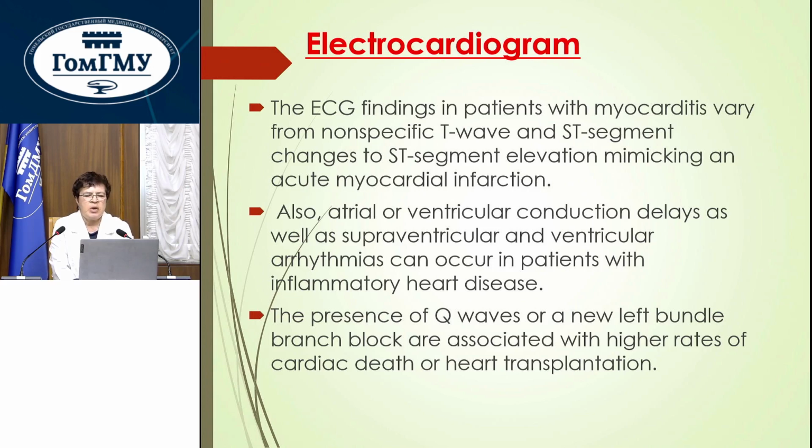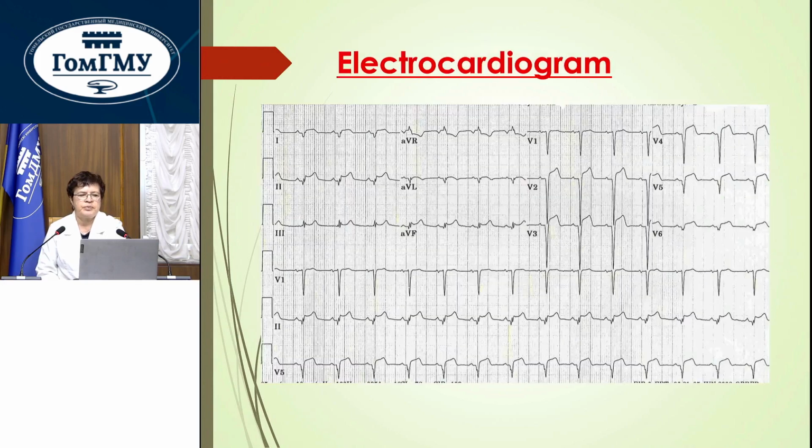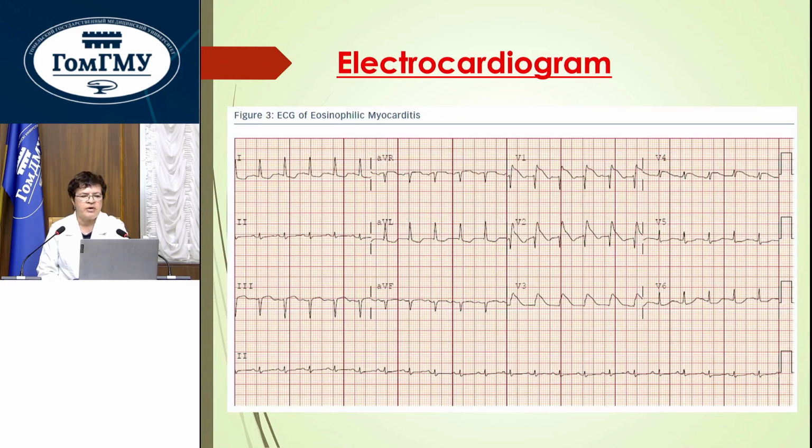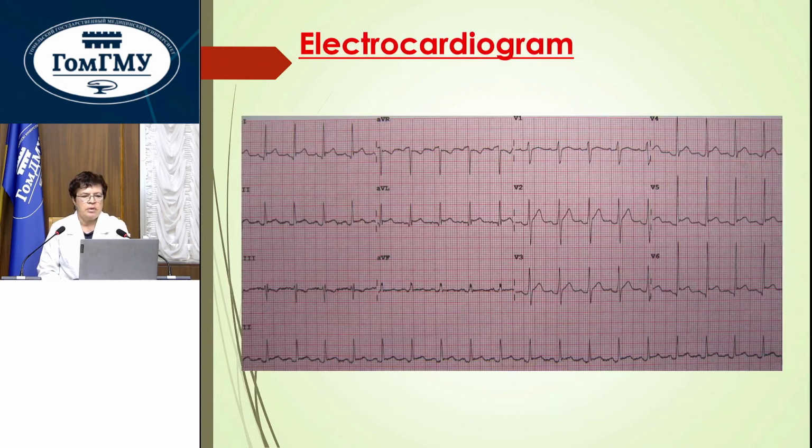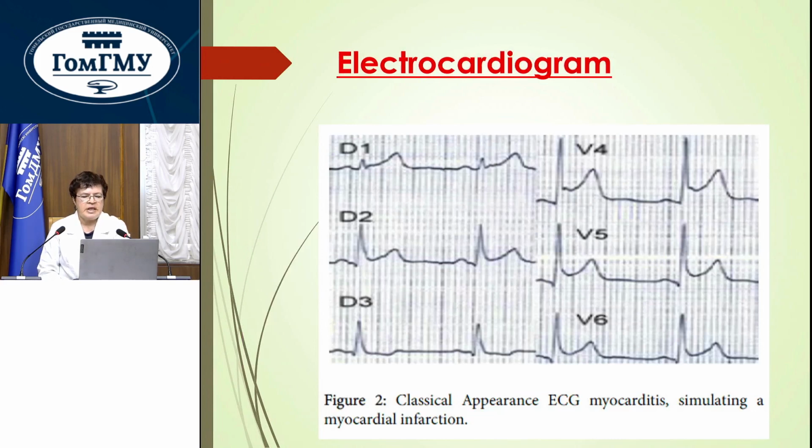The ECG findings in patients with myocarditis vary from non-specific T-wave and ST segment changes to ST segment elevation, mimicking an acute myocardial infarction. Also, atrial or ventricular conduction delays as well as supraventricular and ventricular arrhythmias can occur in patients with inflammatory heart disease. The presence of Q waves or a new left bundle branch block are associated with higher rates of cardiac death or heart transplantation. You can see an example of an electrocardiogram of a patient with myocarditis, and it looks like myocardial infarction. As you see, it's necessary to differentiate it from myocardial infarction. The same situation. Classical appearance: ECG of myocarditis simulating a myocardial infarction.